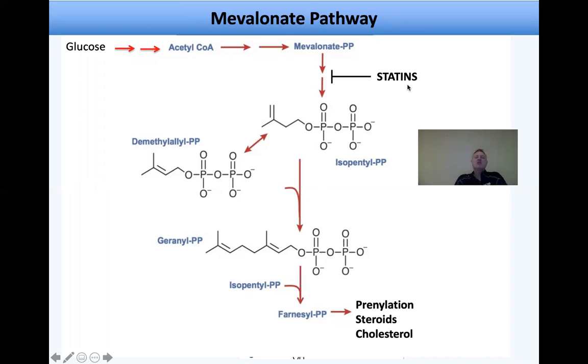These statins are used for cholesterol reduction. They're commonly prescribed drugs. And so when you're a doc one day, you're going to be prescribing statins to patients. What they do is they inhibit an enzyme known as HMG-CoA reductase. And what happens in that case is that you prevent the synthesis of all these downstream molecules.